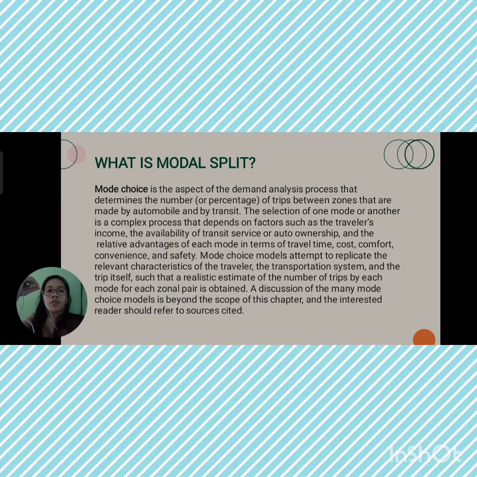Mode choice is the aspect of the demand analysis process that determines the number or percentage of trips between zones that are made by automobile and by transit. The selection of one mode or another is a complex process that depends on factors such as the traveler's income, the availability of transit service or auto ownership, and the relative advantages of each mode in terms of travel time, cost, comfort, convenience, and safety. Mode choice models attempt to replicate the relevant characteristics of the traveler, the transportation system, and the trip itself, such that a realistic estimate of the number of trips by each mode for each zonal pair is obtained.